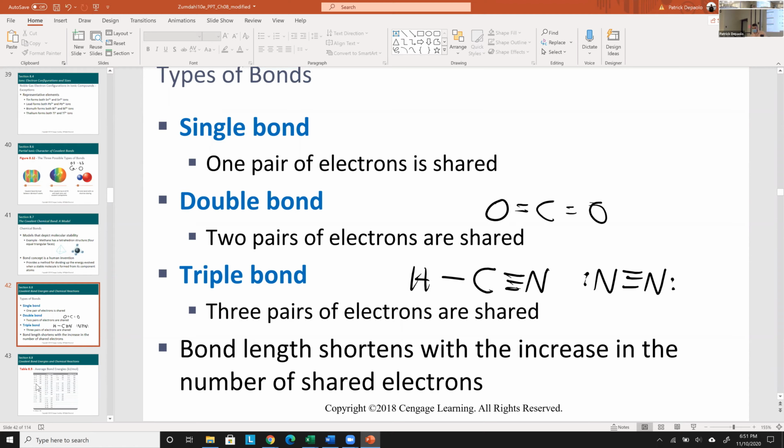And a key thing is that the bond lengths shorten as you increase shared electrons. And this works along with the energy associated with them, the bond energy. So as you add more bonds, what do you think is going to happen to bond energy? Increase or decrease? Yeah, increase. If you're trying to fuse two things together and you're using more tape, it's going to get stronger. So that's basically what we're doing.